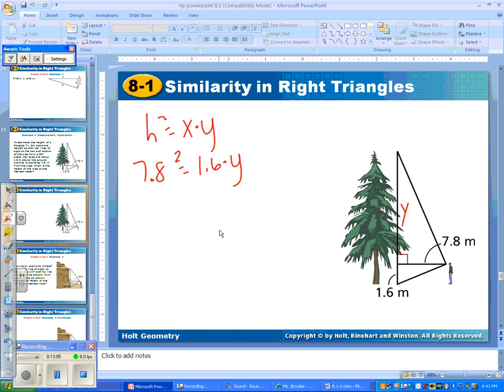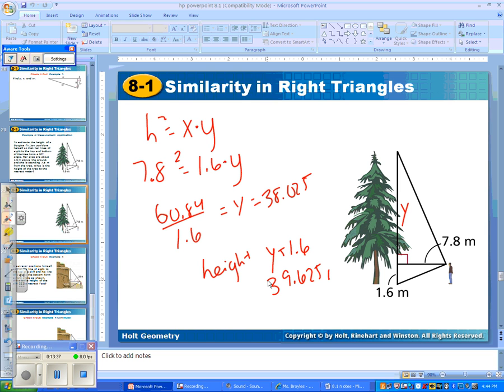And then 7.8 squared is 60.84, and then you're going to have to divide by 1.6. So you're going to get that this part of the Douglas fir is about 38.025 meters. That's this part, and you're not done because we want to know what the whole height is going to be. So to find the height, you're going to take y and add it to the 1.6. So add 1.6 to it, because that's how tall she is, and you're going to get 39.625 meters.